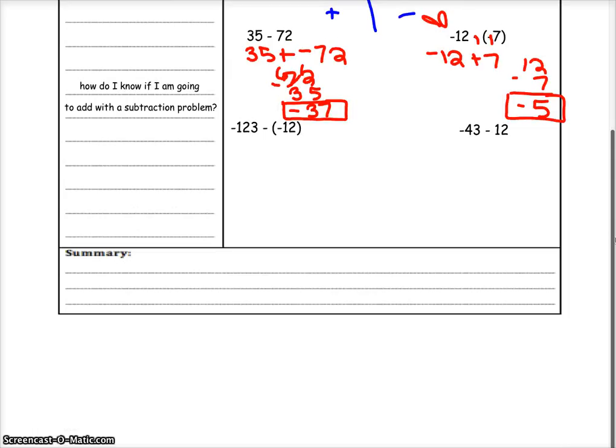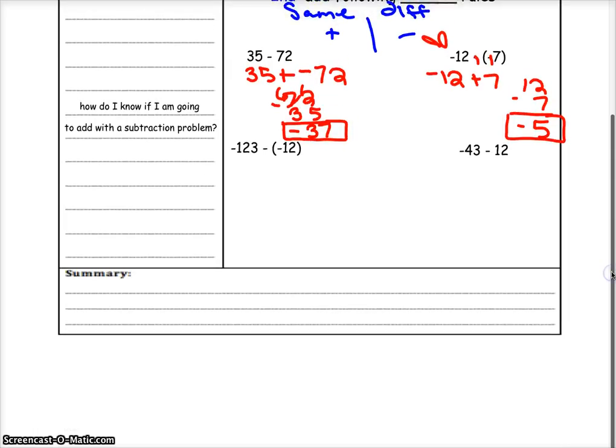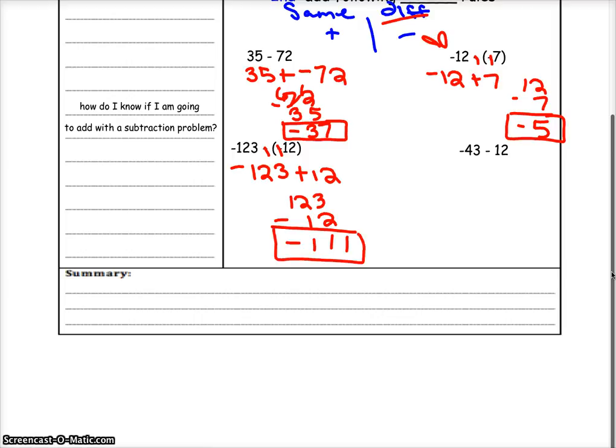Okay, next one. This is another plus plus situation. I just rewrite it as negative 123 plus 12. They're different signs, so I'm going to take their difference. And do I have more negatives or positives? More negatives. So do you see my strategy?